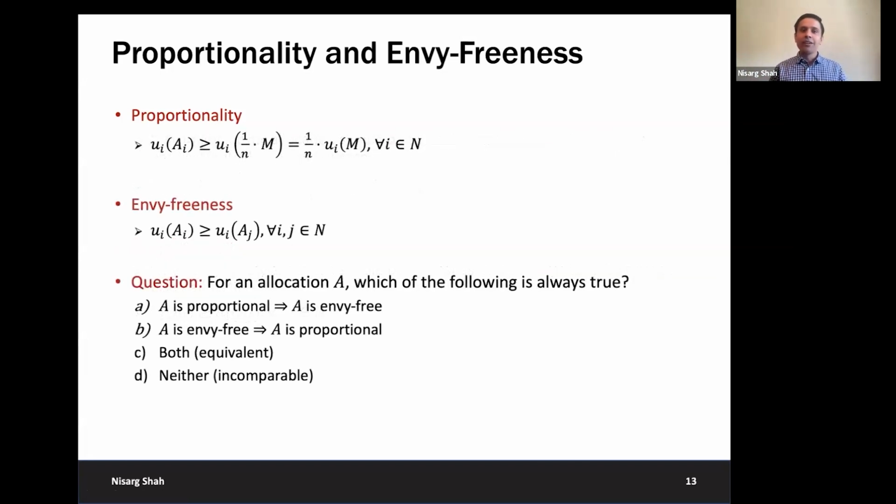All right, so just to make sure that we are all on the same page, here is a very simple question. What's the relation between these two notions of proportionality and envy-freeness? Which means that if I take an arbitrary allocation A, which of the following has to always be true? First, if A is proportional, then A has to be envy-free. Second, if A is envy-free, then A has to be proportional. C, which is that both of these statements have to be always true, meaning that these two notions are actually equivalent. Or D, neither of these statements have to be always true, meaning that these two notions are actually incomparable.